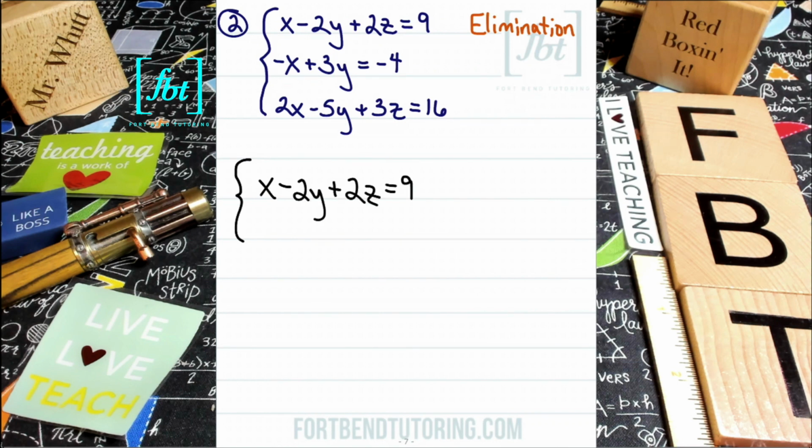Why am I choosing the z variable in order to eliminate? Because our second equation doesn't have the z variable. That's why.